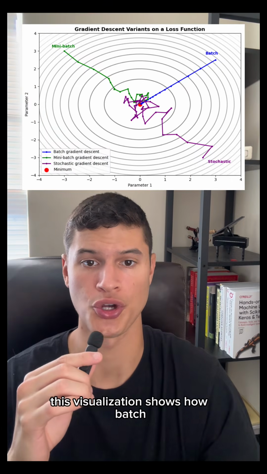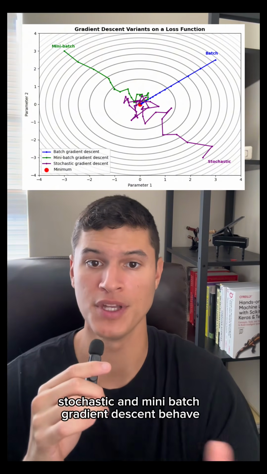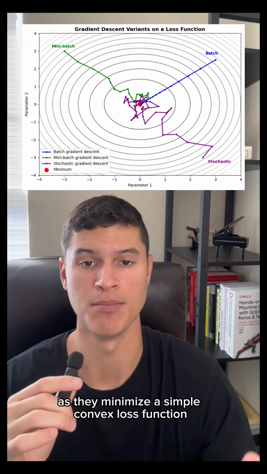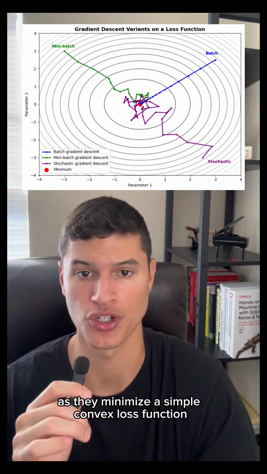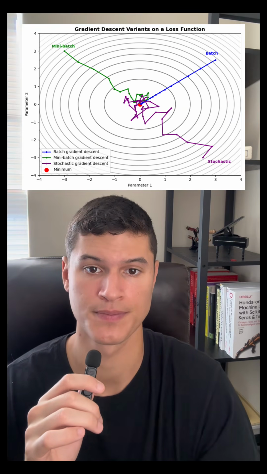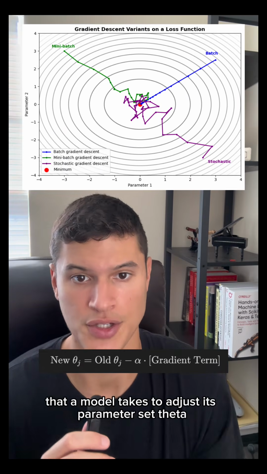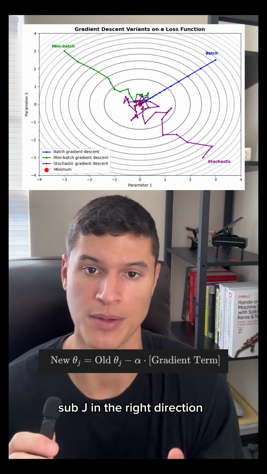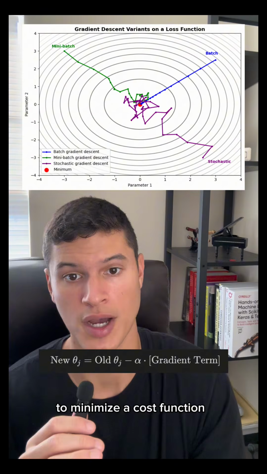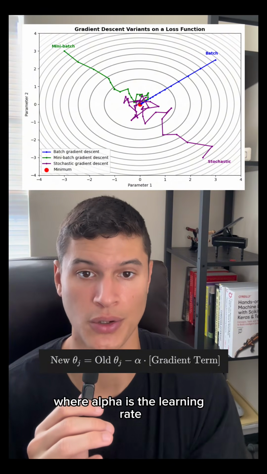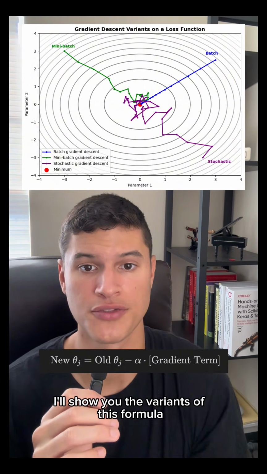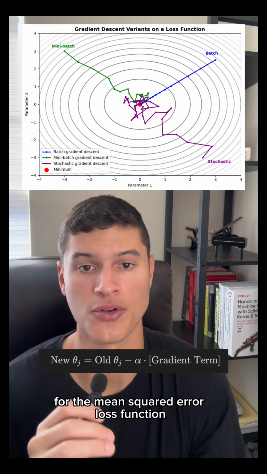This visualization shows how batch, stochastic, and mini-batch gradient descent behave as they minimize a simple convex loss function with respect to two parameters. This is a general formula that shows a single iterative step that a model takes to adjust its parameter set, theta sub j, in the right direction to minimize a cost function, where alpha is the learning rate. I'll show you the variance of this formula for each gradient descent type for the mean squared error loss function.